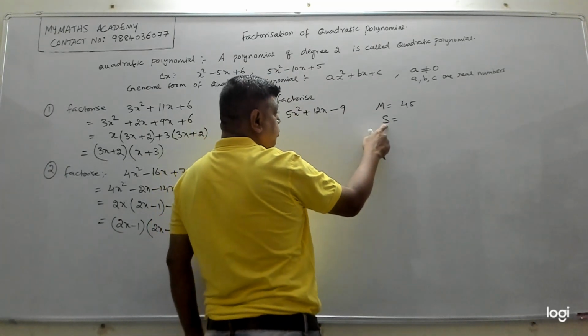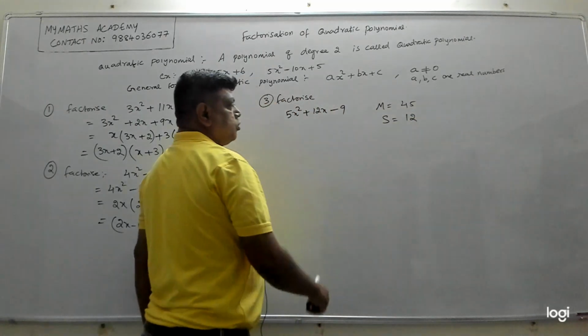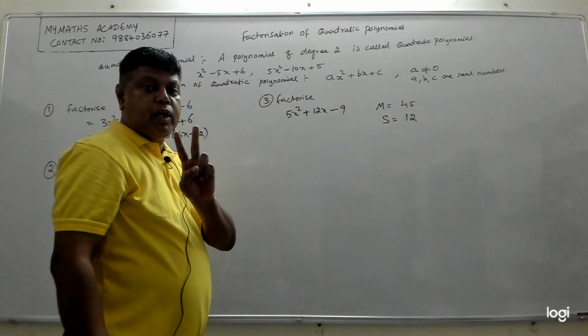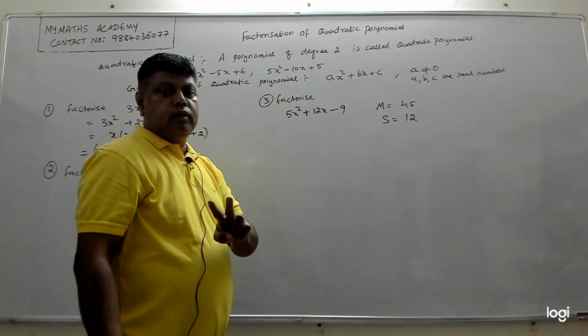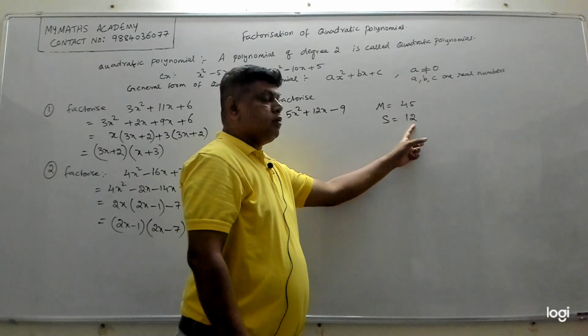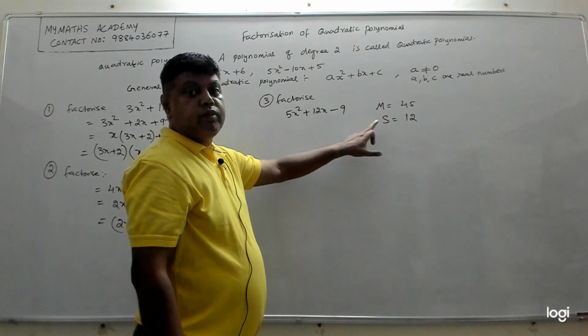Now when I subtract the two numbers, I should get this one. What is this? 12. So which means I should find two numbers such that if I multiply the two numbers, I should get 45. The same two numbers if I subtract, I should get 12. Now how am I saying it's a subtraction case? Because this is negative. If this is negative, then it becomes a subtraction case.